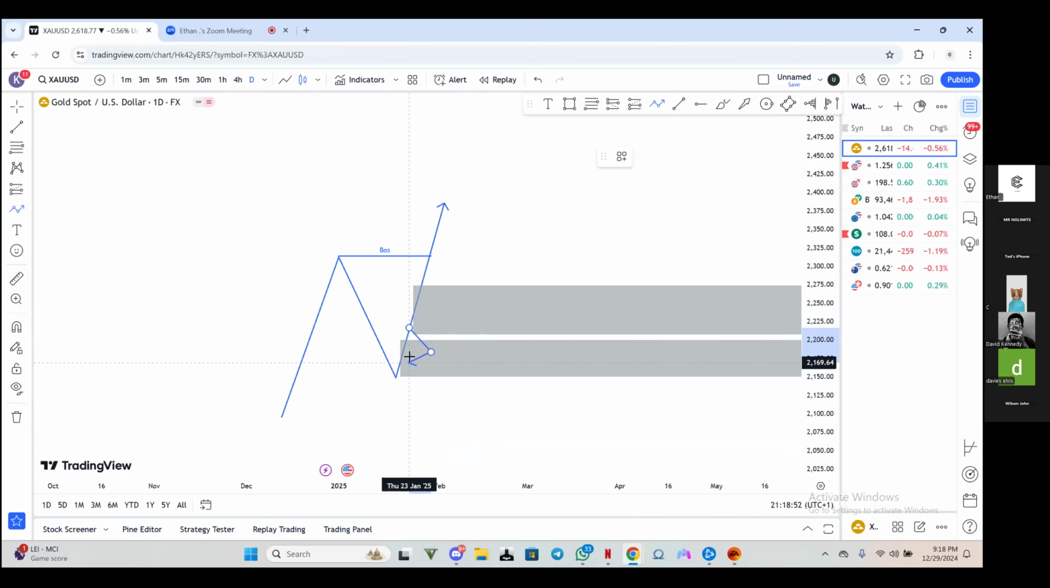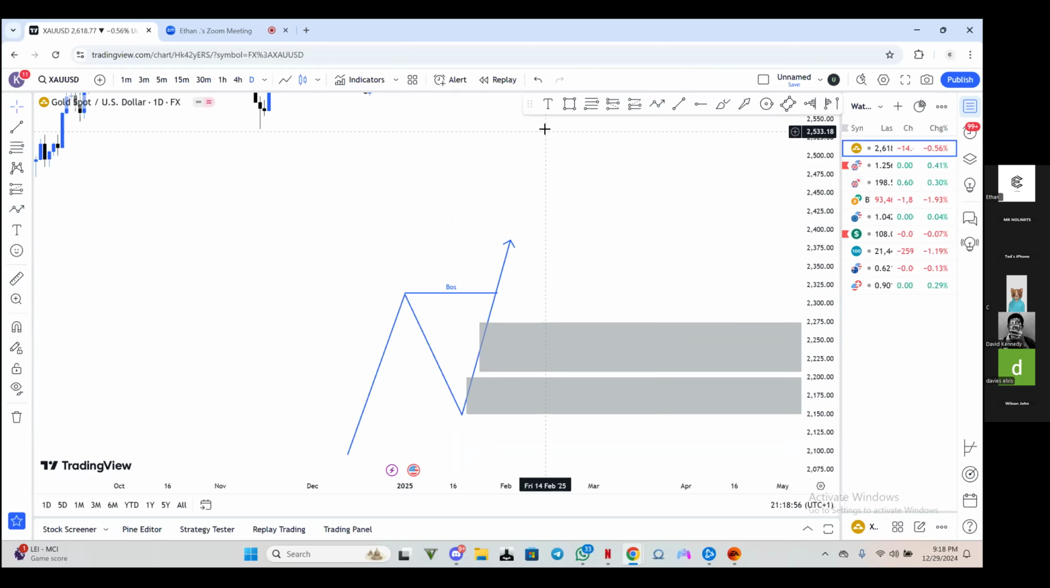So the first criterion I said is a break of structure. You can either have a break of structure or a change of character, whichever one price action does. The second criterion is you need to have your fair value gap. Now the third one is it must not be mitigated. It must be unmitigated.